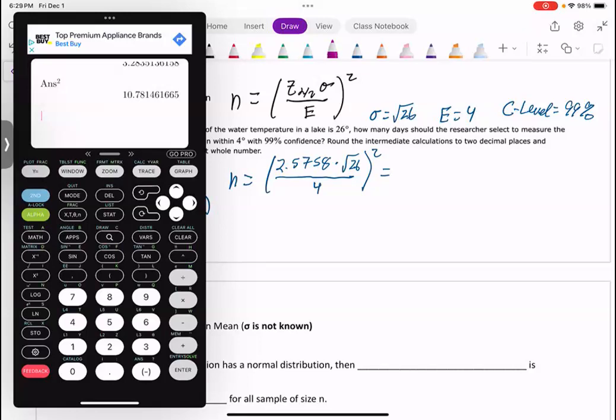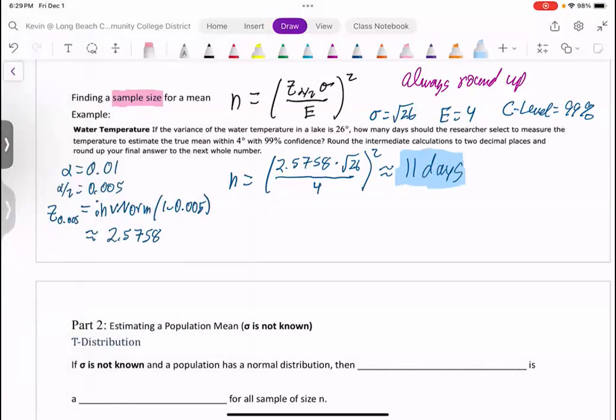This one's 10.7, so we would round up anyway, but even if it wasn't, we would still round up. So this is about 11 days. Hope we're doing okay. I want to move on to part 2.